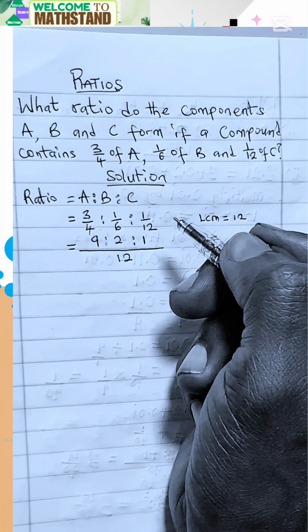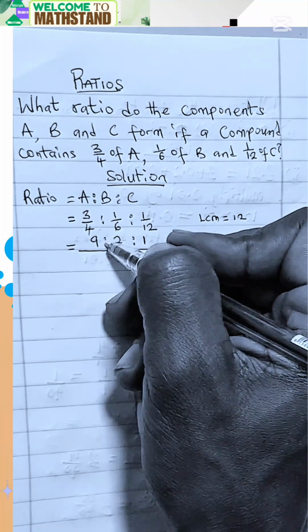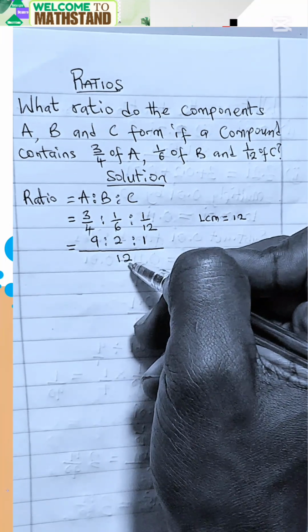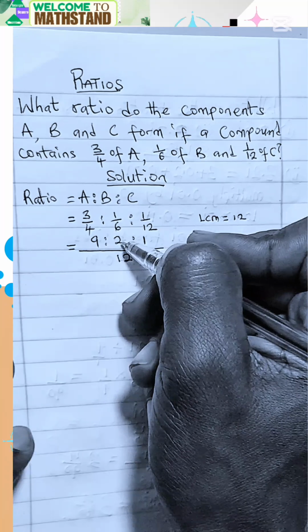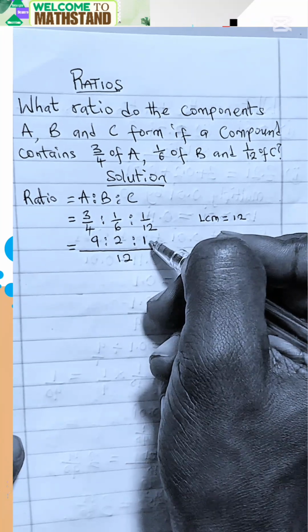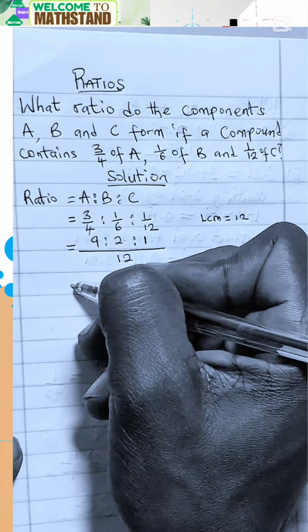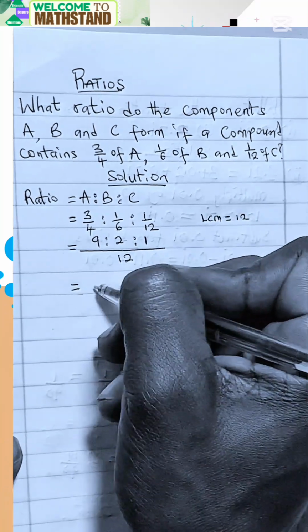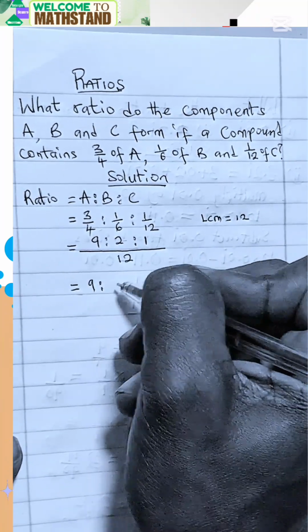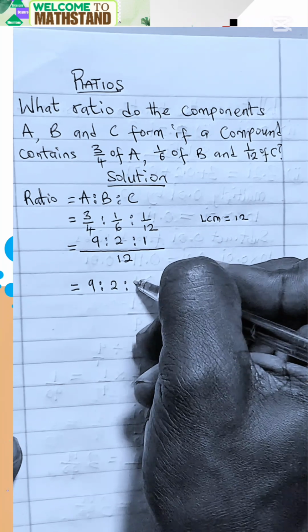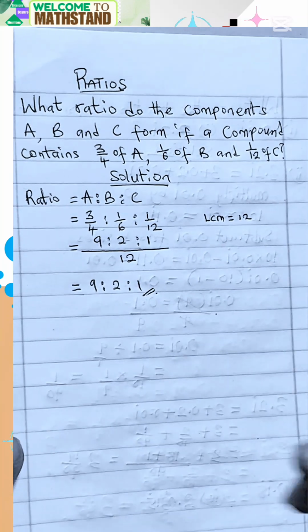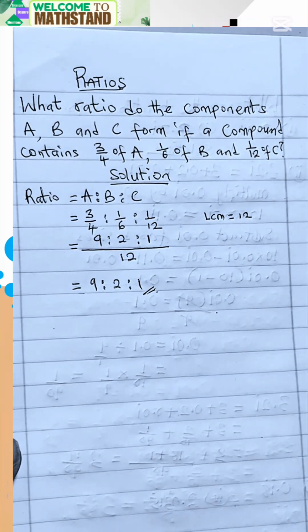So if you look at this point, if you add all the numerators together, it will still give us 12. That's 9 plus 2, 11. 11 plus 1 is 12. So therefore, our ratio is given as 9:2:1. That is as simple as that.